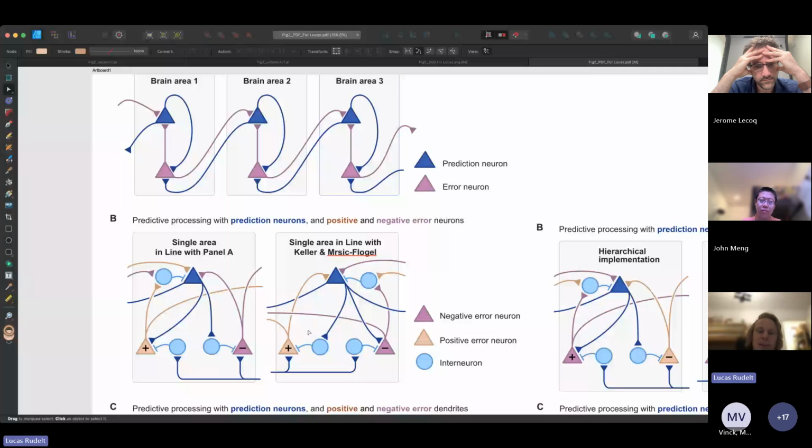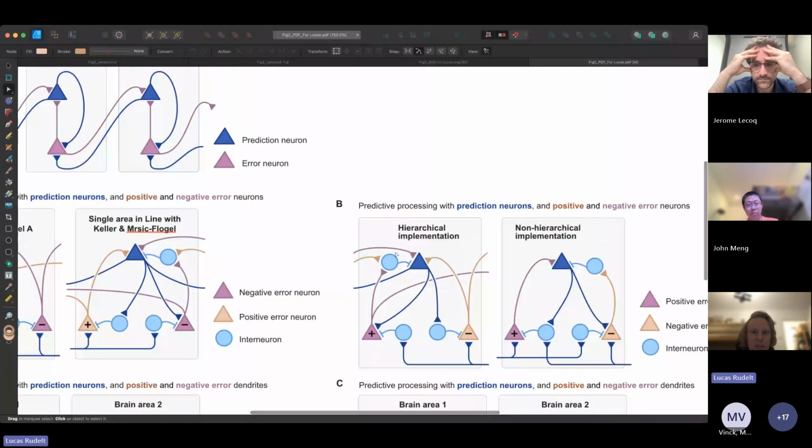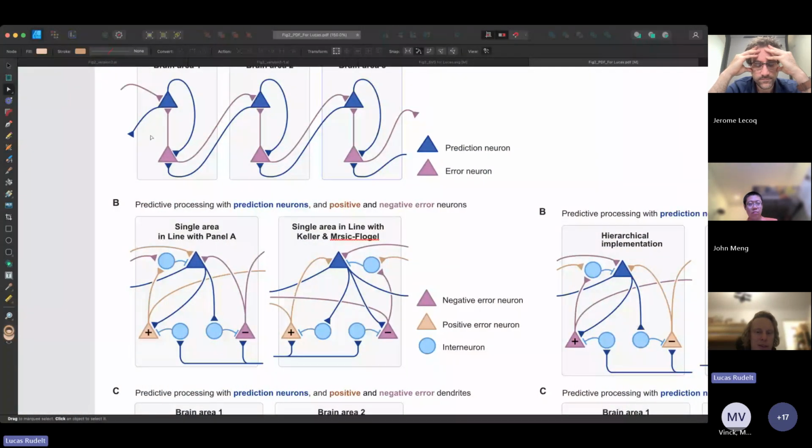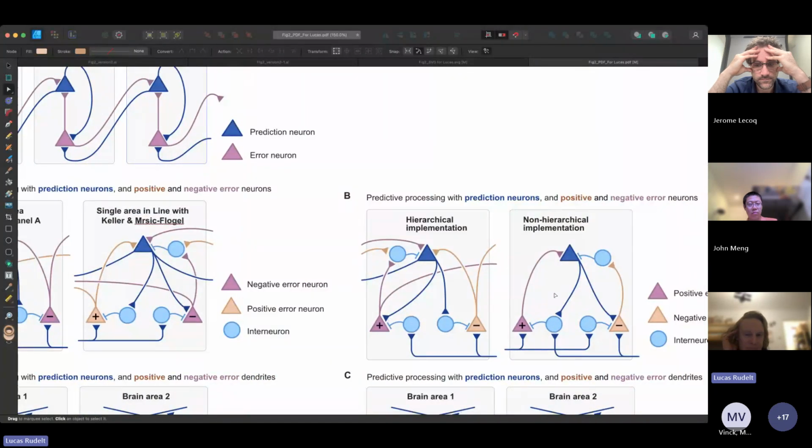And the thing is, they don't really propose how this could be embedded in a hierarchical circuit. So there's a new archive draft, actually a very interesting paper from January, where they also put these two circuits, and they call this hierarchical implementation and non-hierarchical implementation, which I guess makes sense, considering that this one has a clear integration into this hierarchical predictive coding context, and the other one, it's not really clear how this would be done.